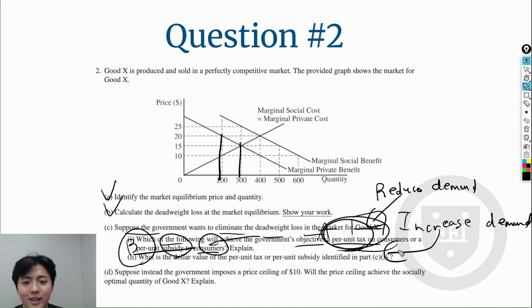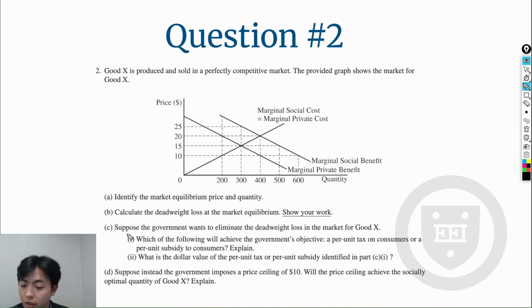And it's not needed at all. So the correct choice would be a per unit tax on consumers. So it will shift the MPB to the MSB and reduce the quantity to 200. So a per unit tax on consumers would be the optimal thing to do. Okay, great. Let's move on to the second part.